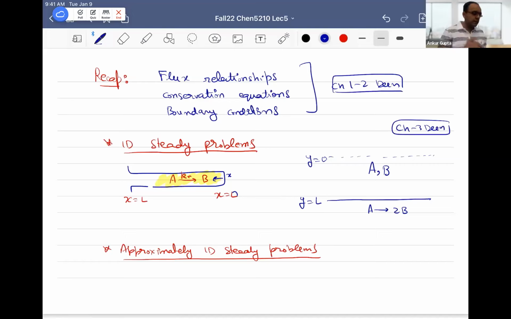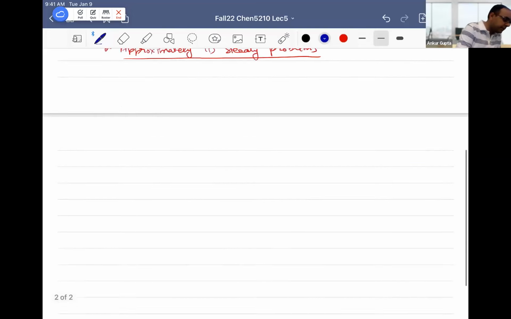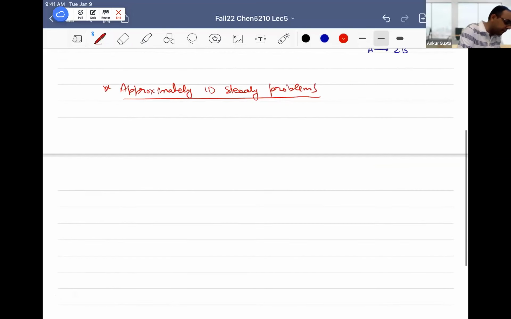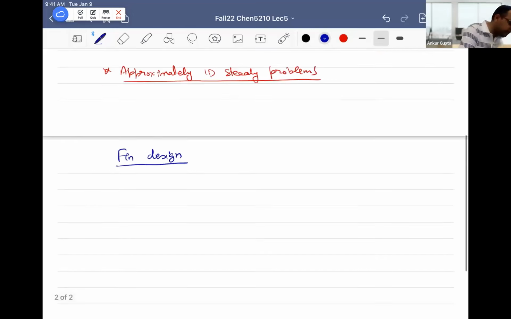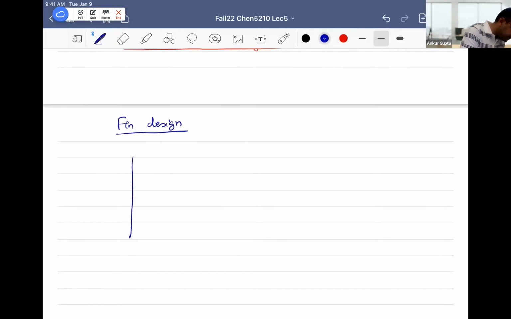So we have done enough problems, done enough derivations, so we start on a problem. The first thing we focus on today is pin design. This is our first problem today. This is a heat transfer problem.